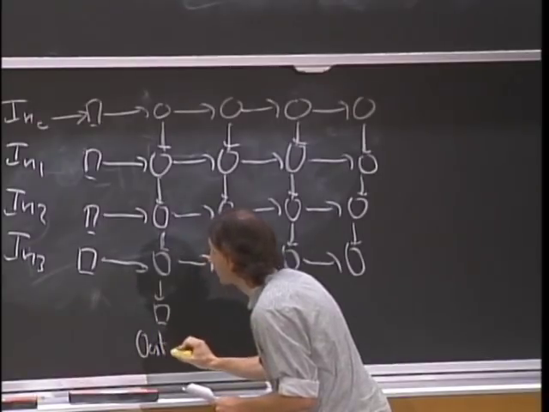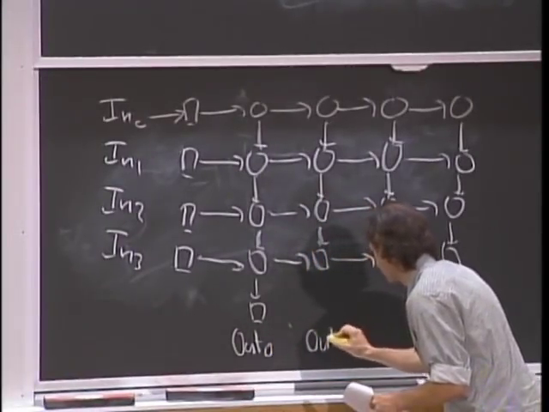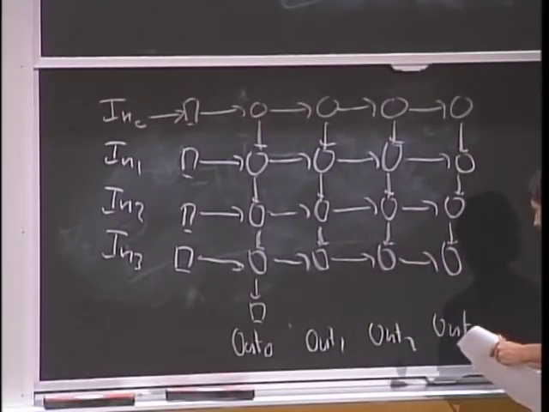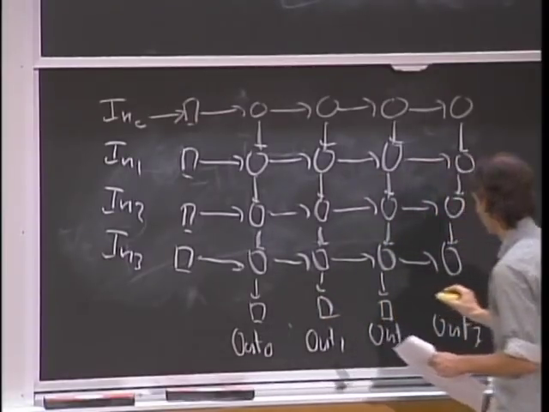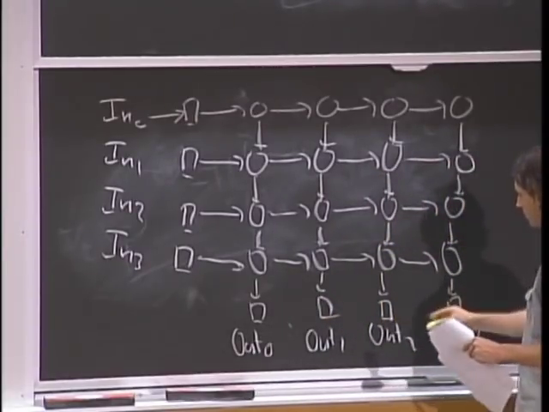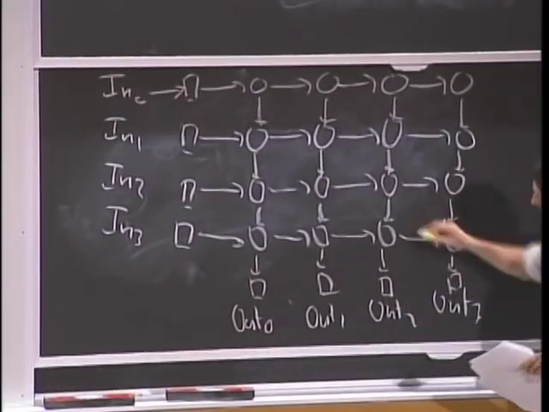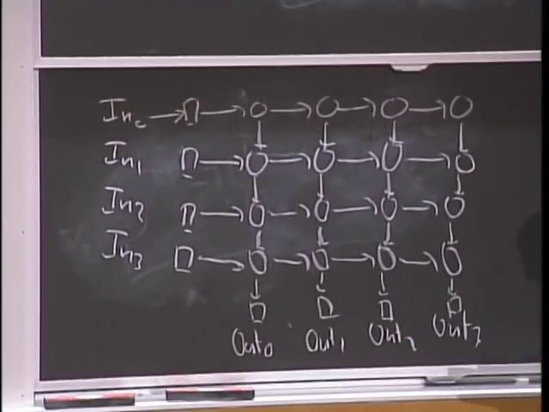So this is output 0. And here we will have output 1, output 2, and output 3. I notice that my circles start to resemble my squares, but these are all the switches right here in the center. So how does this work?